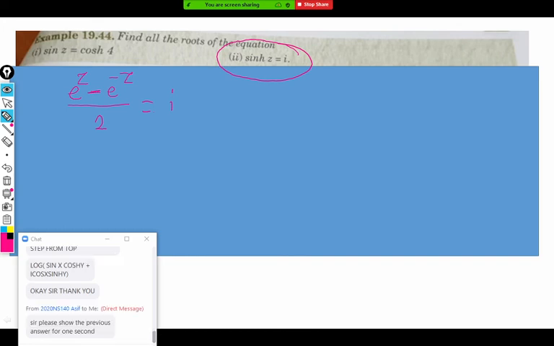So let me solve this equation for z. So e raised to z minus e raised to minus z is equal to 2i. So this is e raised to z minus 1 upon e raised to z is equal to 2i. Cross multiply. So it gives (e raised to z) square minus 1 is equal to 2i e raised to z. So we can write a quadratic equation for e raised to z: (e raised to z) square minus 2 iota e raised to z minus 1 equal to 0. So this is quadratic in e raised to z.